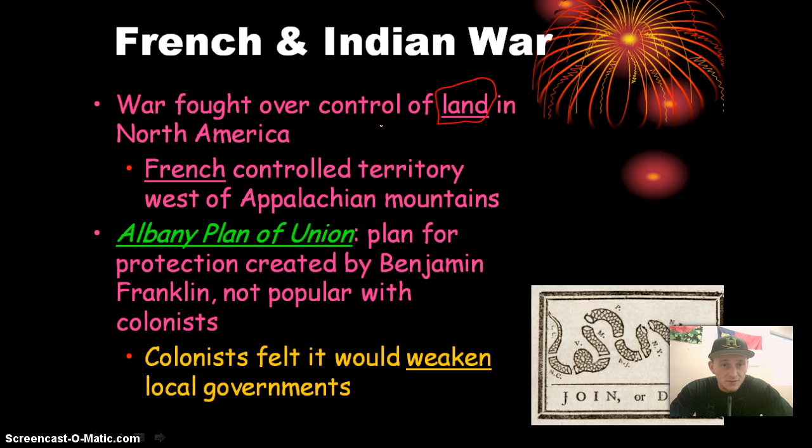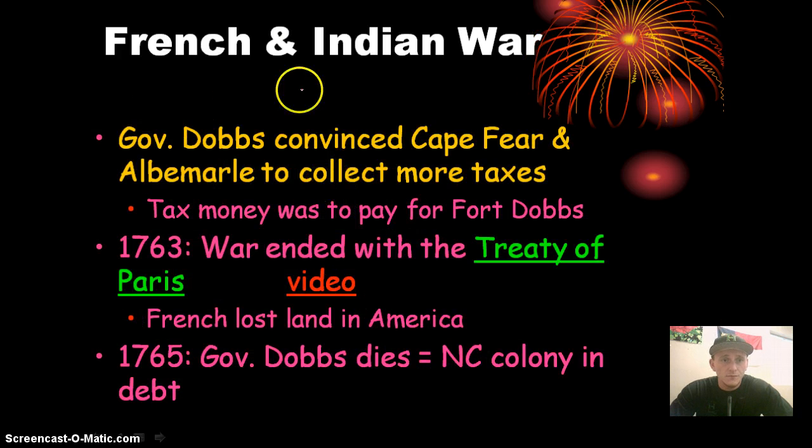Okay, the French controlled the territory west of the Appalachian Mountains. The next slide is going to show the territory is going to get a lot larger. Okay, Albany Plan of Union, which you pretty much know was a plan for protection. Okay, Benjamin Franklin tried to protect them, but it was not popular with the colonists because they thought it would weaken the government.